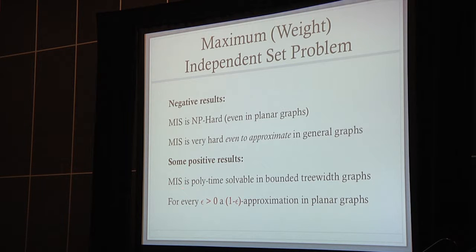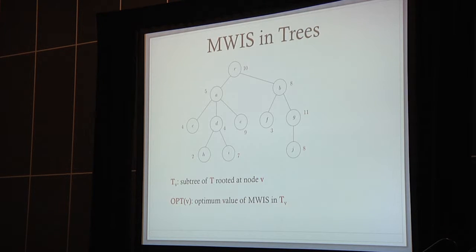So first, we'll see quickly that it can be solved efficiently in bounded tree width graphs. Moreover, we'll also see that if you're given planar graphs, and in fact a much larger class of graphs, you can get an arbitrarily good approximation. And both these are based on ideas coming from tree width. So let's see the first one. This is a slide from my undergraduate algorithms course. How do we solve the maximum weight independent set in a tree?